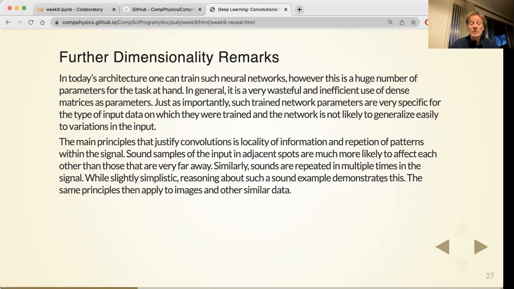Sounds are repeated multiple times in a signal. While slightly simplistic, reasoning about such sound examples demonstrates the kind of ideas behind a convolutional neural network. And this same principle applies to images, because you have specific features you can train your network on. And this dataset, which is called ImageNet, which is a huge collection of images, is an example of a convolutional neural network which has actually been trained to do this.